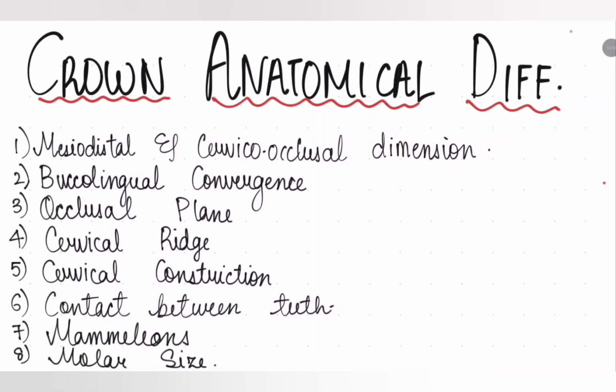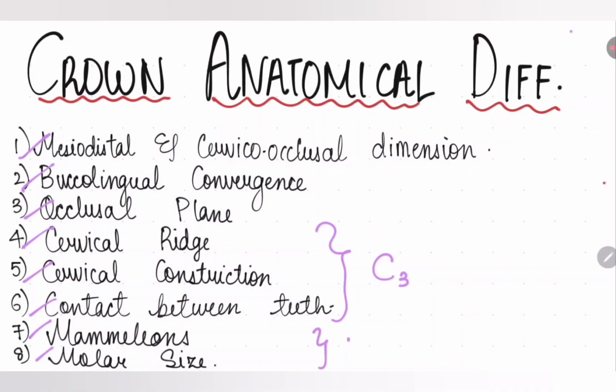Let's get to the second part, which is the crown. As we discussed earlier, in the crown we are going to see certain anatomical differences and certain histological differences, right? So what are the anatomical differences we are going to see in the crown? They are the mesiodistal or cervico-occlusal dimension of the crown, then the buccolingual convergence of the crown, then the occlusal plane, the cervical ridge of the crown, the cervical constrictions, the contact between teeth, and then the mammalions and the molar size. Remember, all these three begin with C. So we can name it as C3.